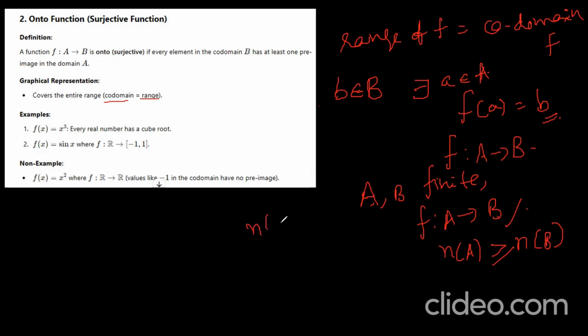n of A, the number of elements in A, is less than or equal to the number of elements in B in the case of one-to-one. Whereas here n of A is greater than or equal to n of B. This is very important. And one more important point regarding this: if it is going to be a surjection or onto, the range is equal to the codomain. I already told the range is equal to the codomain. This is a very important point.